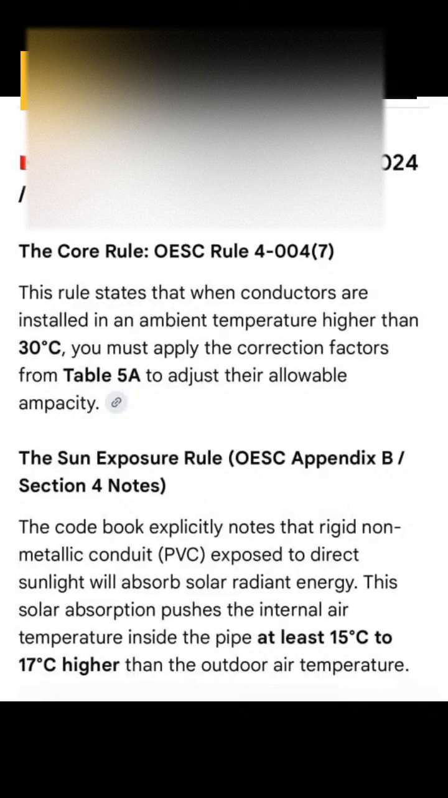The sun exposure rule, OESC Appendix B, this code book especially notes that rigid non-metallic conduit, PVC, exposed to direct sunlight will absorb solar radiant energy. This solar absorption pushes the internal air temperature inside the pipe at least 15 degrees Celsius to 70 degrees higher than the outdoor air temperature.